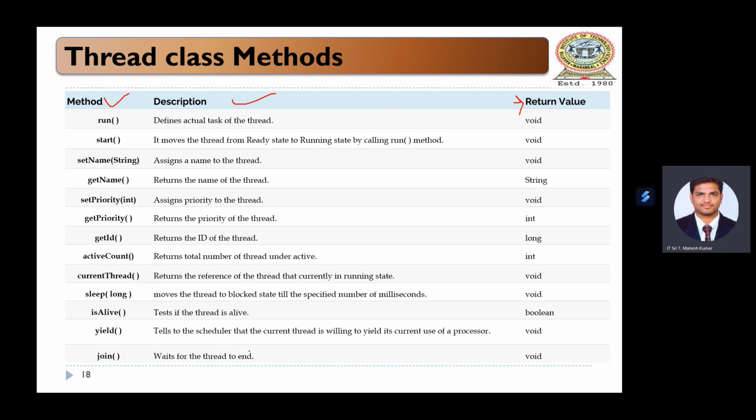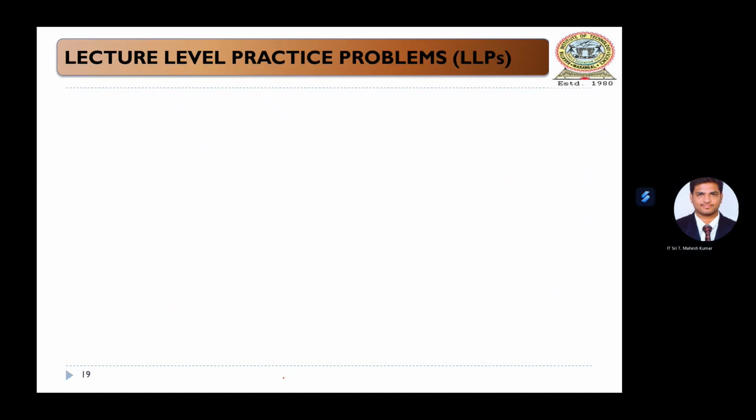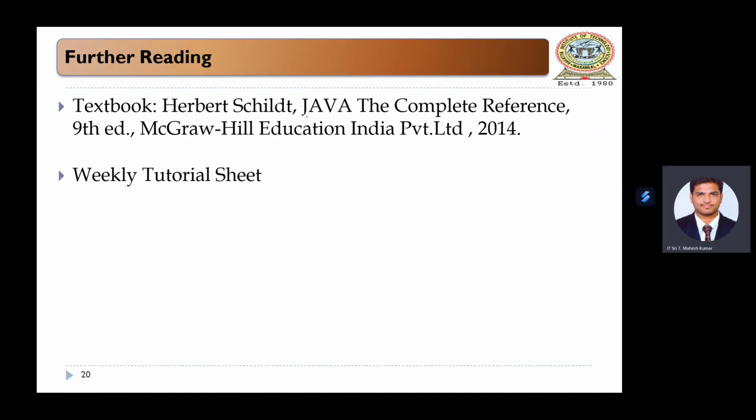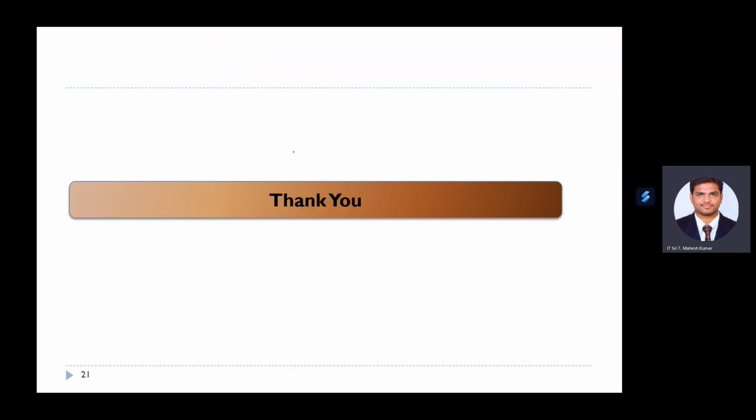You just go through it once. If you are having the class, we are going to discuss it in detail. So this is a lecture level problem. You just write a Java program to implement a thread by using the Thread class as well as the Runnable interface. Further, you just go through this complete reference textbook. Thank you.